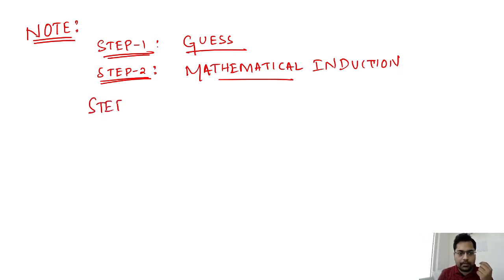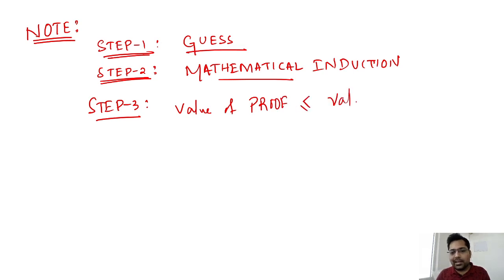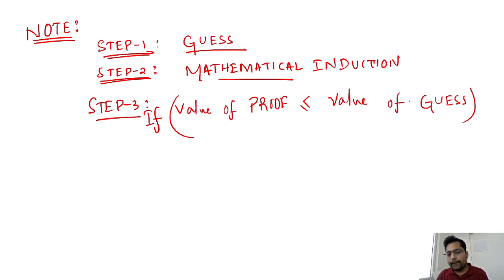Third step, we have to check the value of the proof. I'm writing an if condition: if the value of proof is less than the value of guess, then we say the guess is correct.